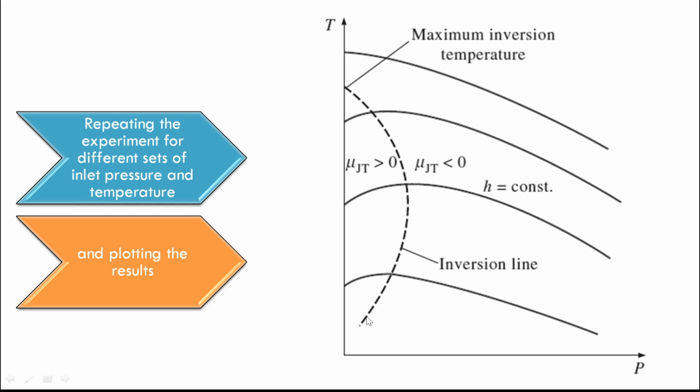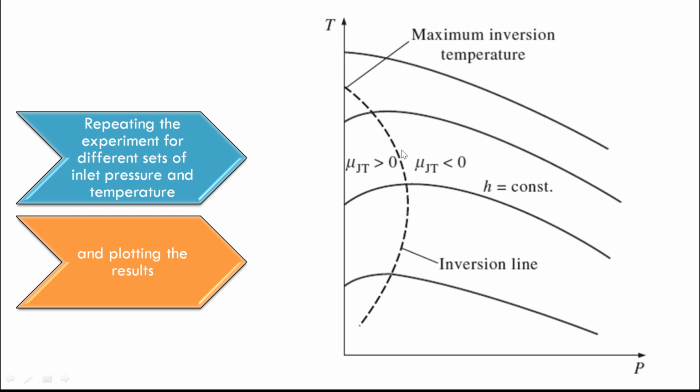This inversion line or inversion curve is a very important line in the study of the Joule-Thomson coefficient and the throttling process, because on the right hand side of the inversion line you can see that mu JT is less than 0. That means there is a temperature increase during throttling when the pressure is reduced. On the left hand side of the inversion line, mu JT is greater than 0. That means there is a temperature reduction when the pressure is reduced.